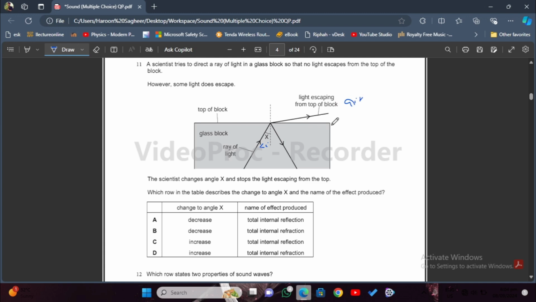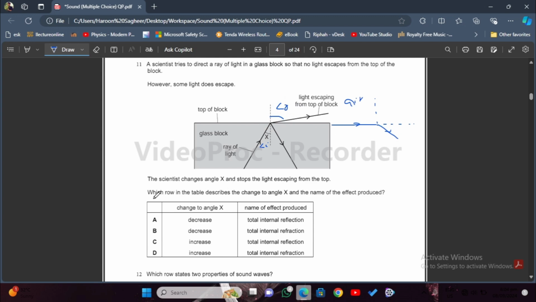Remember the phenomenon in which a wave traveling in a particular direction, when it crosses the boundary of a medium, this is the boundary, which is the dotted line, changes its path instead of going in the same direction. This phenomenon is called refraction. Now this is the angle of refraction.